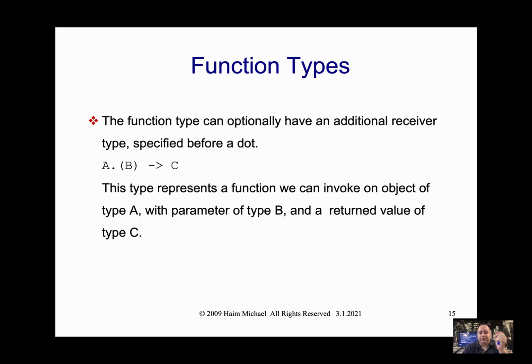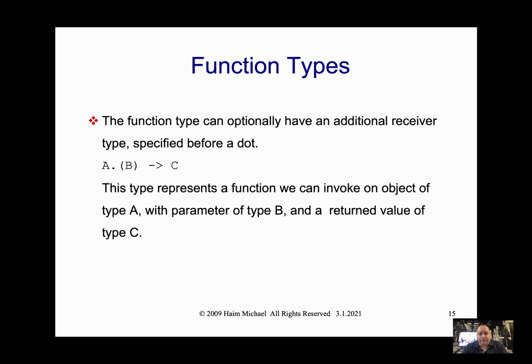It can also be a function type that has a receiver. For those of you who are familiar with that, a function type that means, in this case, for instance, every function that matches this type is a function whose returned value is of the type C. It is a function with one parameter of the type B, and it is a function you can invoke on an object of the type A.